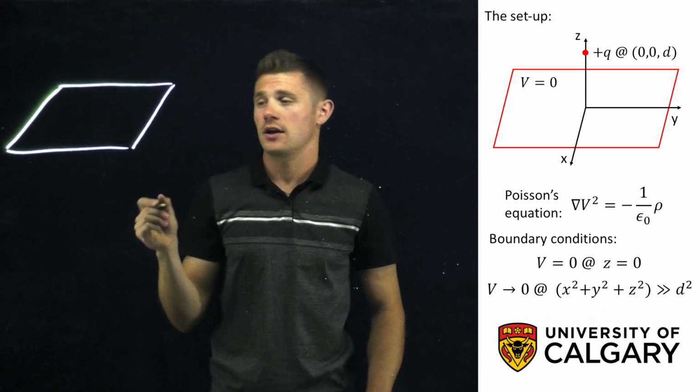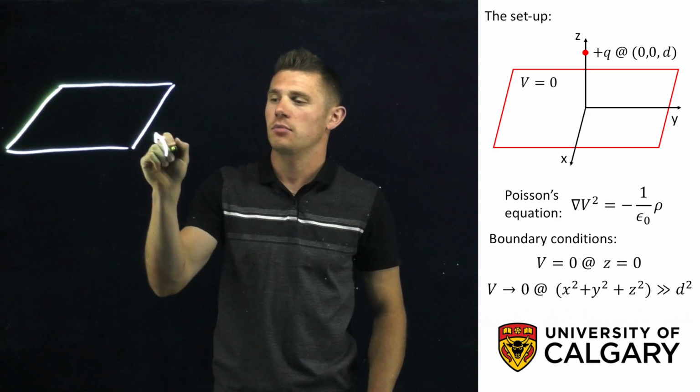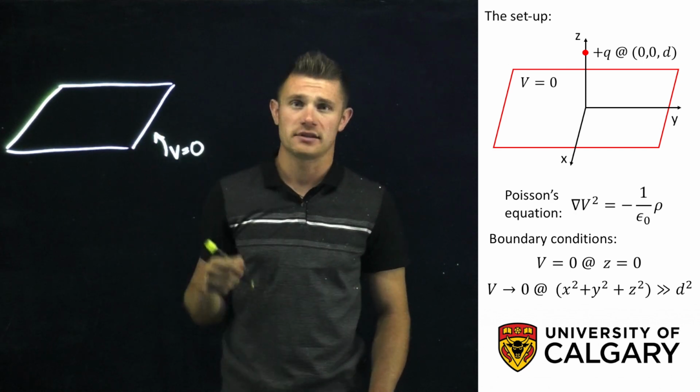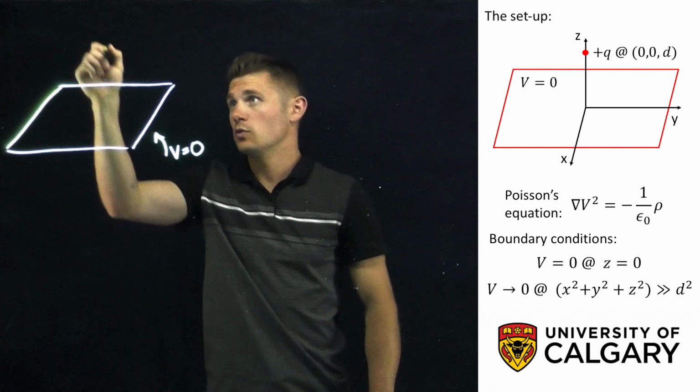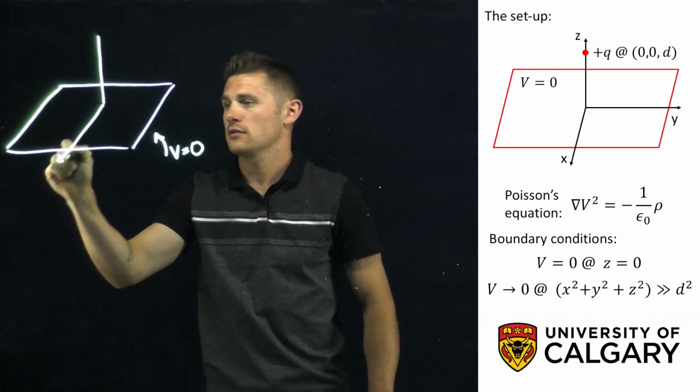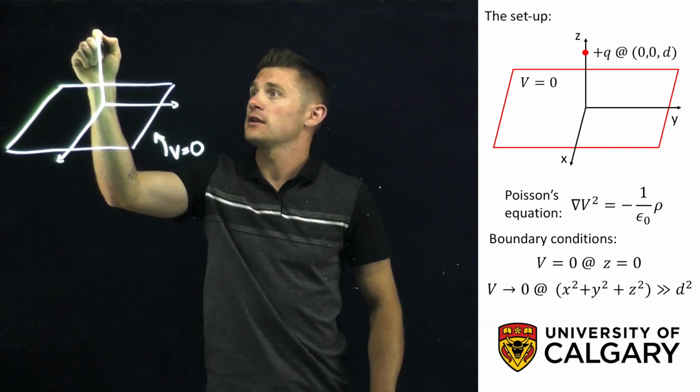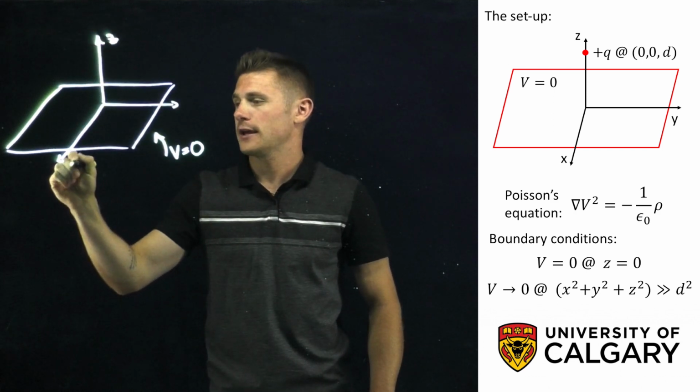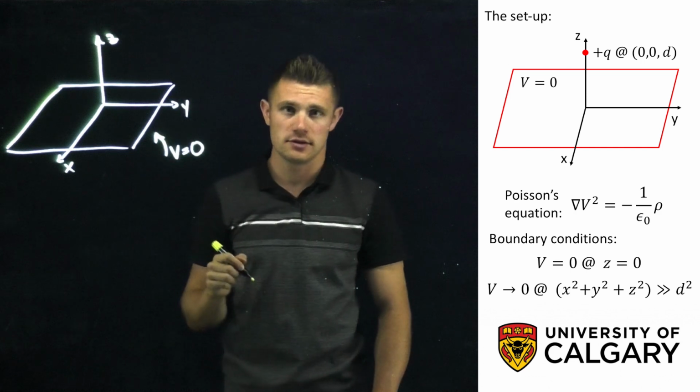that will be conducting and grounded. So when I say grounded, I mean that the potential at this plane will be set to V equal to 0. We'll draw our coordinate axis such that z is in the up direction, x is in this direction, and y is in this direction.